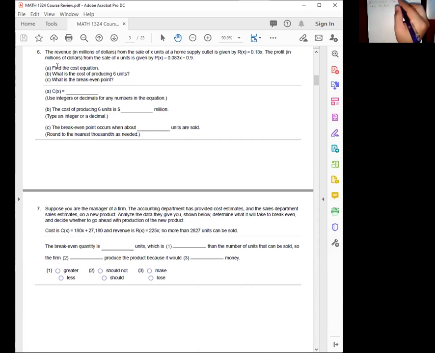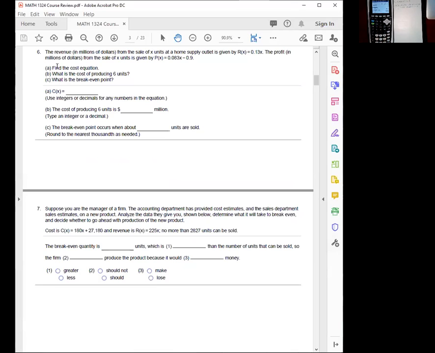Okay, so just subtracting. Cost function is equal to the revenue minus cost: 0.13x minus (0.083x minus 0.9). So that'll be 0.13x minus 0.083x plus 0.9. You distribute the negative. I don't feel like subtracting decimals in my head.